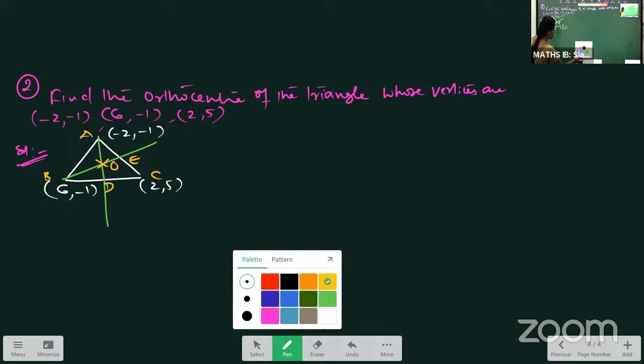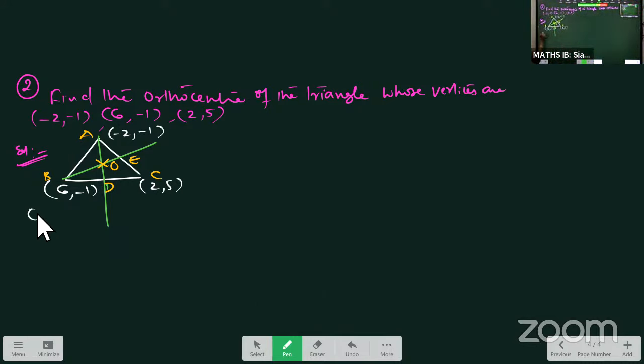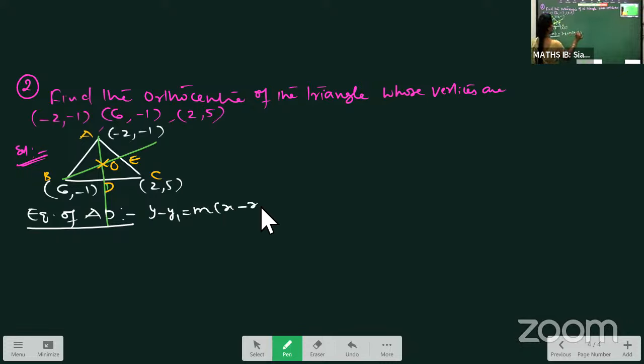So, how to find the equation of AD? Listen carefully, all of you. To find the equation of AD, what is our formula? y minus y1 is equal to m into x minus x1. So we need m. How to find the m?